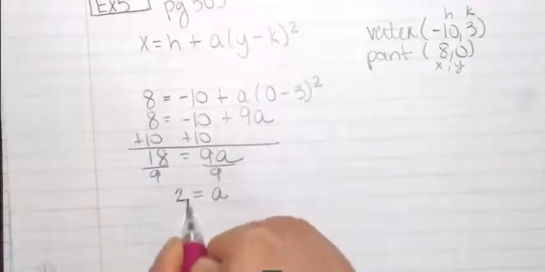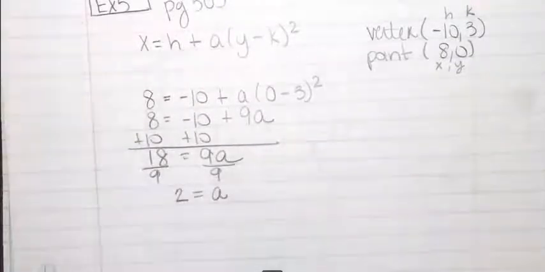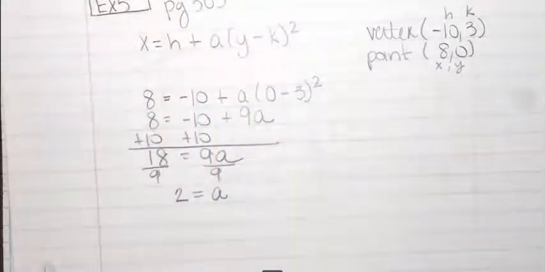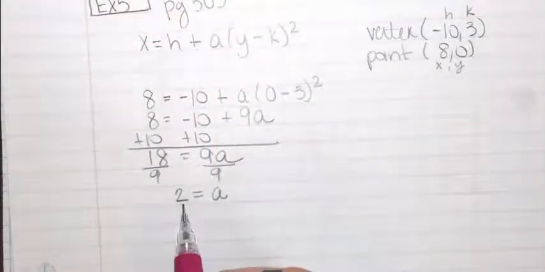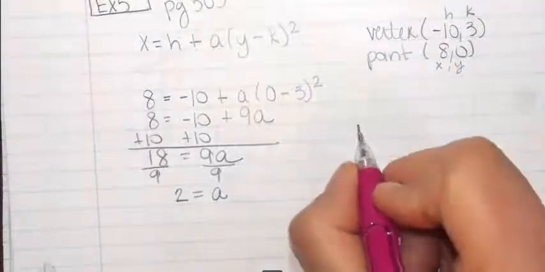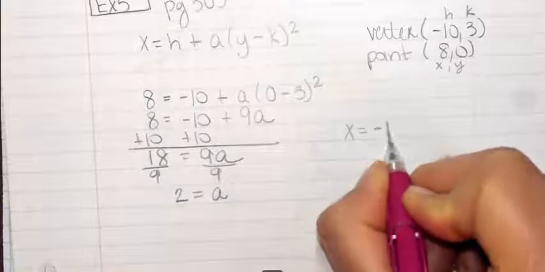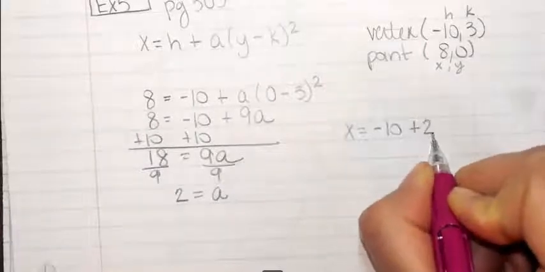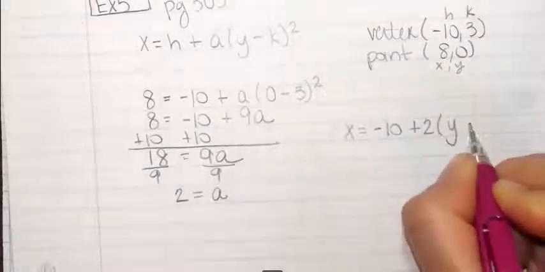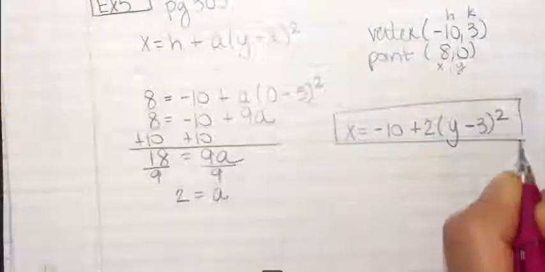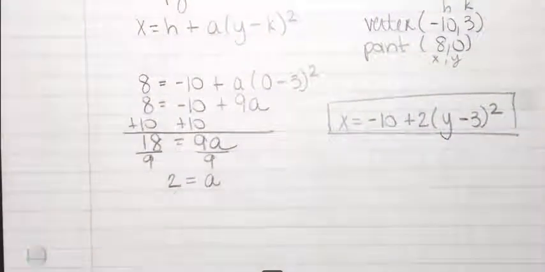a equals 2. I'm going to take that, put that back into the original equation along with my h and my k. And thank goodness a ended up being positive. It tells me that I've got the right a. So I'm going to have x equals -10 plus 2 times y minus 3, squared. And there's the equation of that parabola opening in the positive x direction.